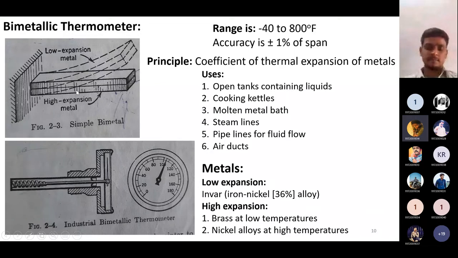Depending on the metals we use in the thermometer, we choose the temperature zone. Yes, the temperature zone and range are also fixed there. Usually this is the range, minus 40 to 800 degrees Fahrenheit, but this is not for one particular type of bimetallic thermometer. Depending on the construction material, we will choose the range. In that range only, it will be operated. Okay, now it is clear. Yes, sir. Okay, anybody? Okay, I hope it is clear.